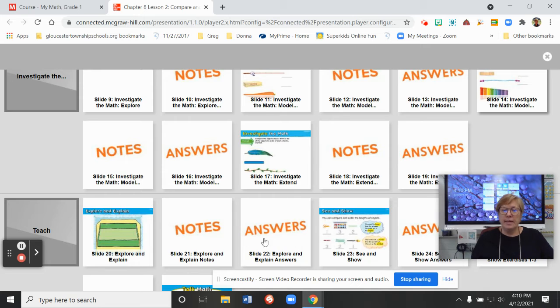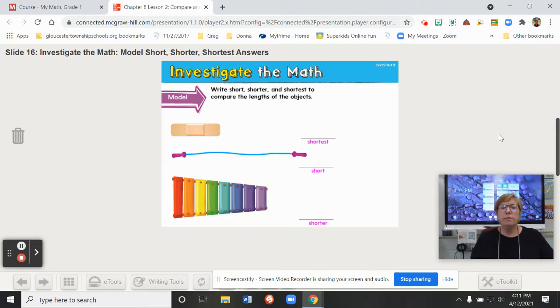Okay, let's look for our answer right here. The Band-Aid is the shortest. The jump rope is short, but the xylophone is shorter than the jump rope. And then the bandage is the shortest of all.